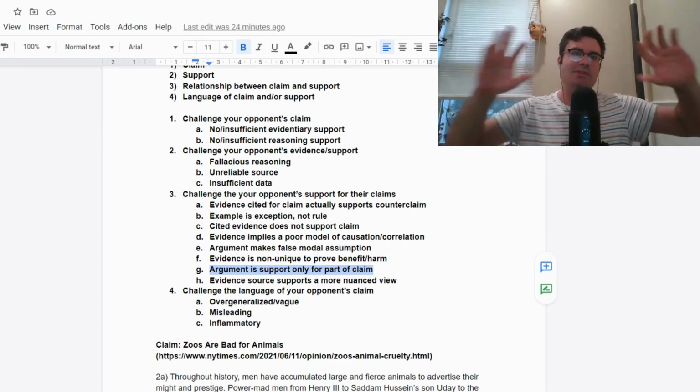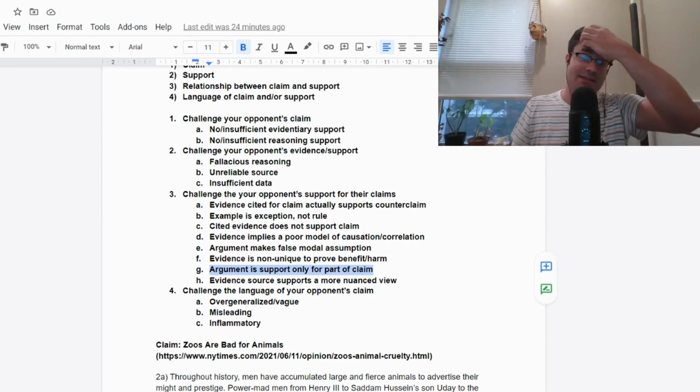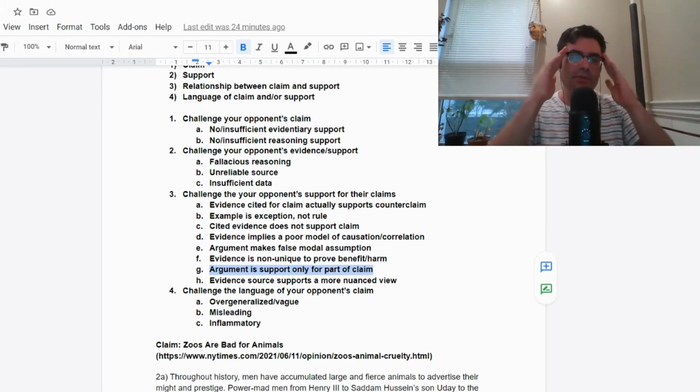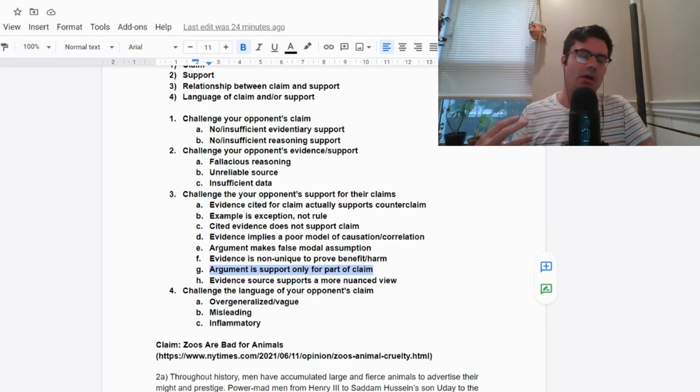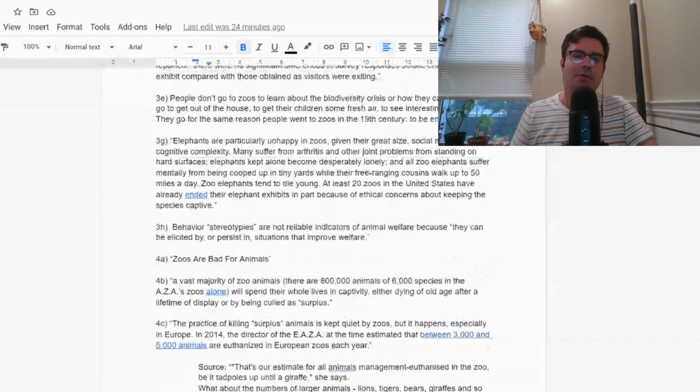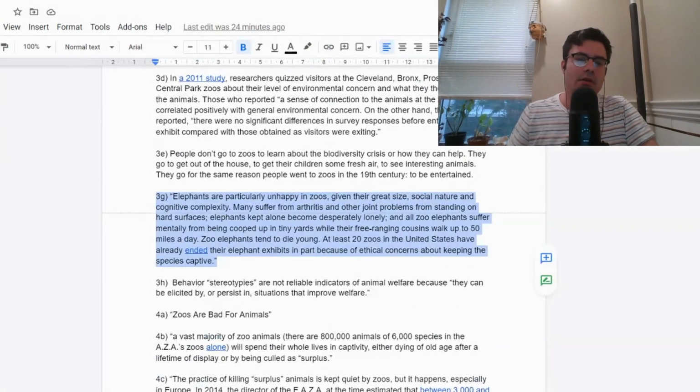They say something and it's like, wow. People are really amazed. That seems to be kind of a smoking gun. People are really captivated by an argument. And one thing that you can do is weaken that argument by saying, well, what it really proves is just a very small thing. So how does that look in this article? Here she makes, I think, some very compelling arguments about elephants. She says elephants are particularly unhappy in zoos given their great size, social nature, and cognitive complexity.